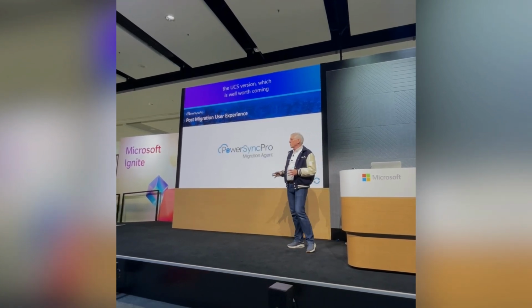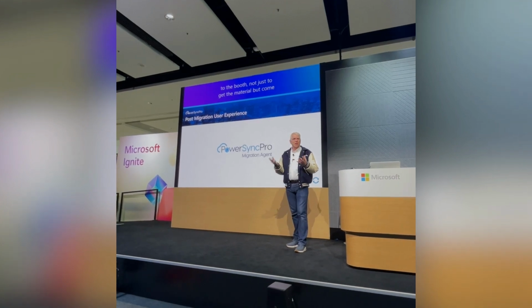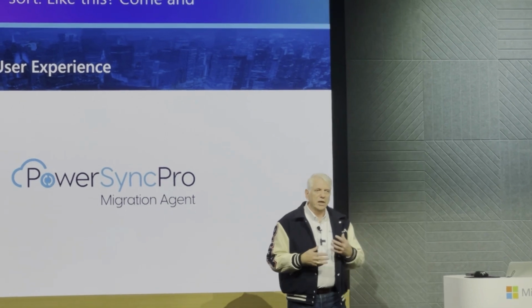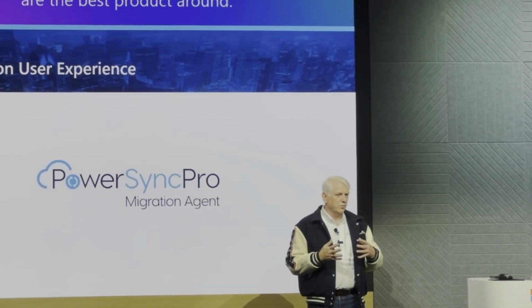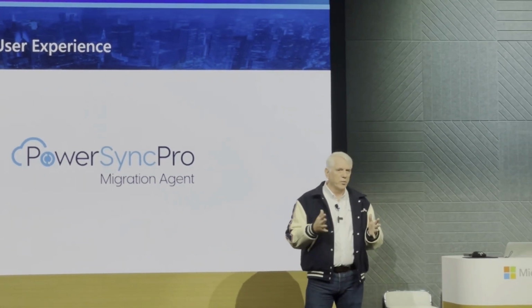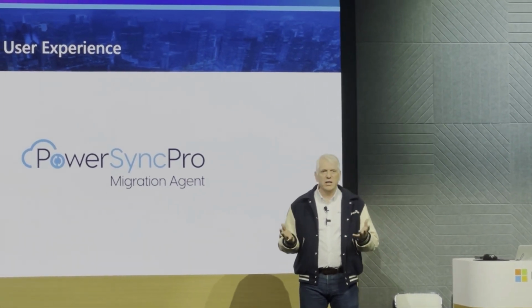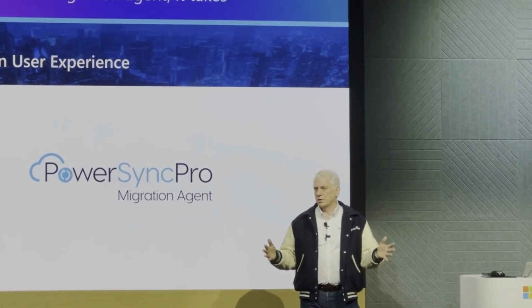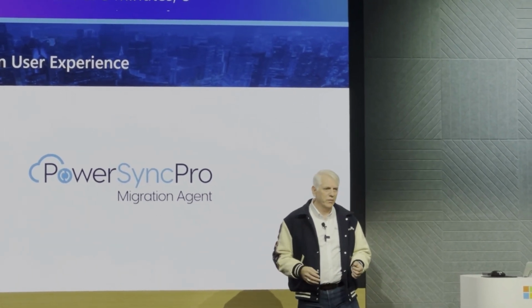If you do migrations of any sort like this, come and talk to us. We believe we are the best product around. We are definitely the fastest in terms of synchronization. When we do a migration with the migration agent, it takes about 8 to 10 minutes per machine. And we've done tens of thousands at the same time.